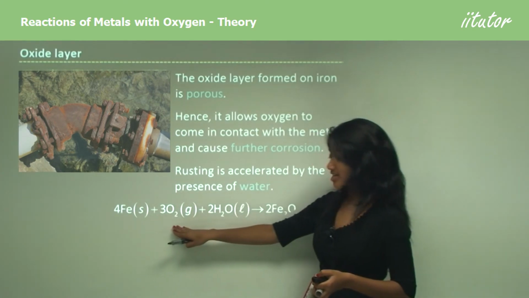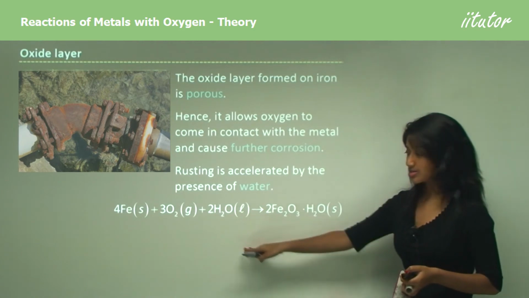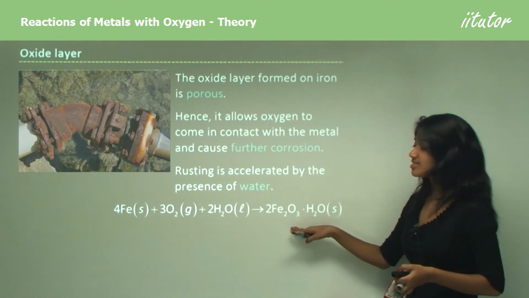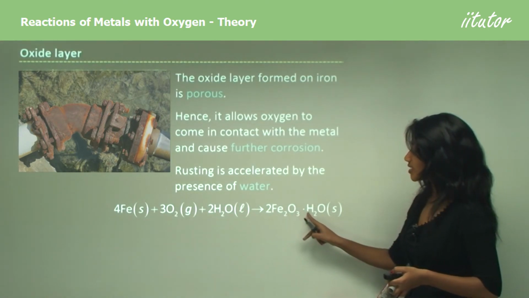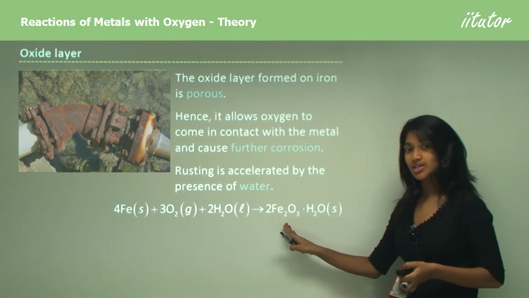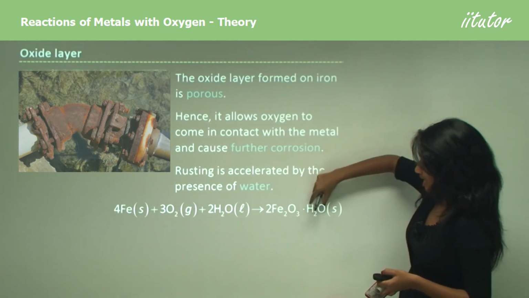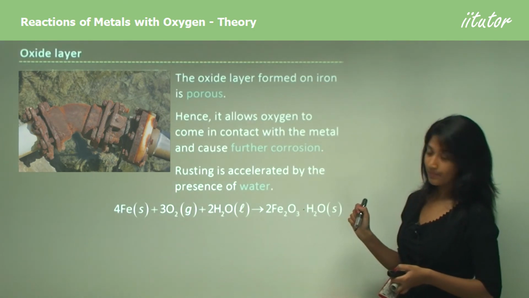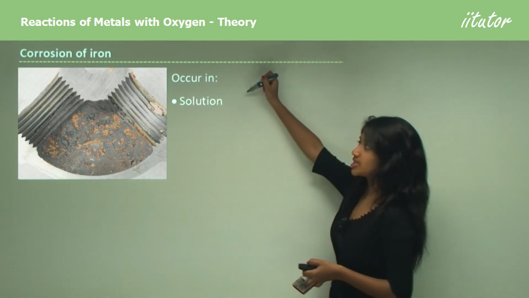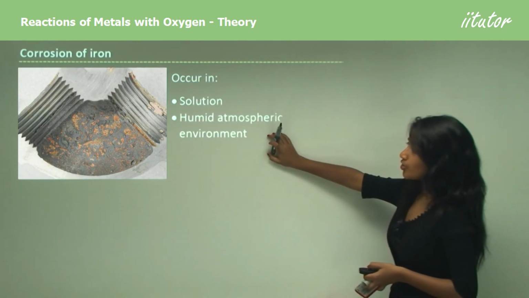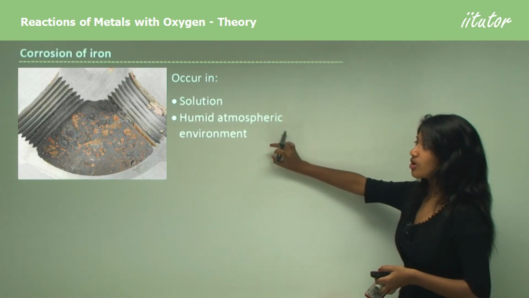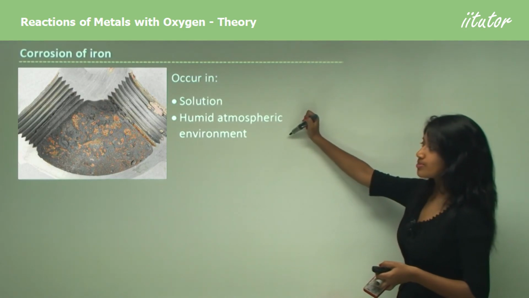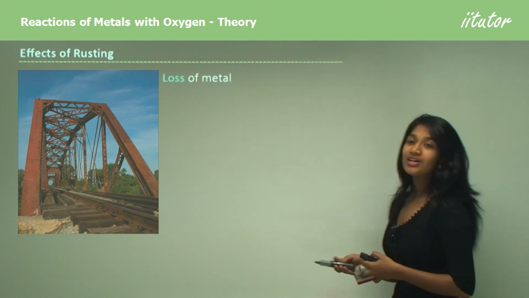Let's take an example of how water can accelerate the process. Here we have iron reacting with oxygen in the presence of water. When they do this, it forms a molecule that has water attached to it, and this is rust. So you have iron oxide with a water molecule attached to it. It's not formed again, it's actually part of it, and that's why a small dot is signifying it. So this corrosion in iron occurs in solution or in a humid atmospheric environment, because water is needed for the rusting of iron.